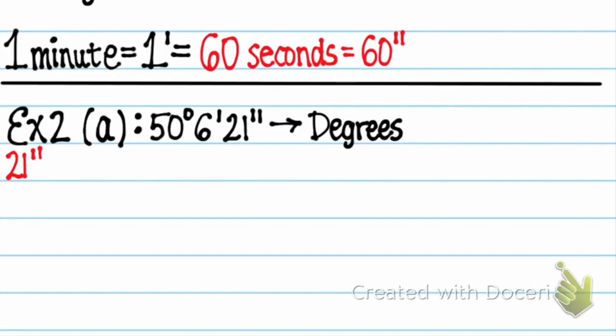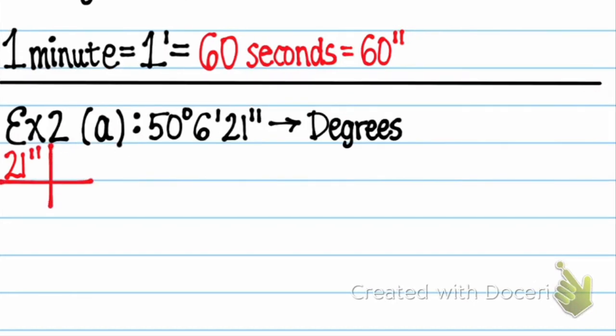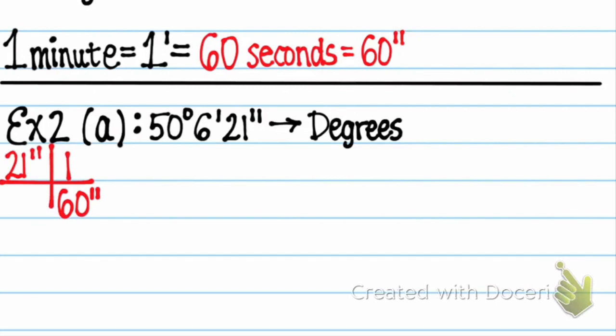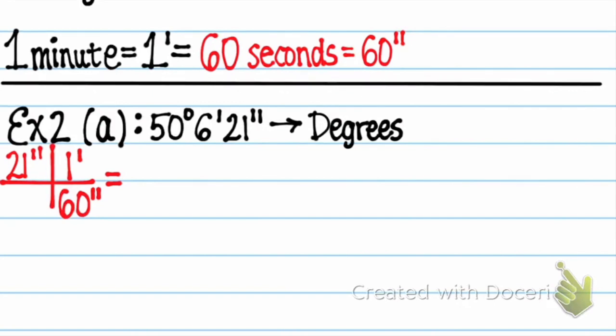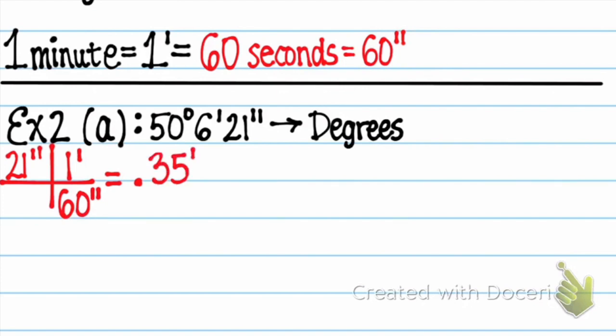We want seconds to reduce, and we want to be able to cross out seconds and only have minutes left in our answer. That means 60 seconds goes on bottom, and what is equivalent to 60 seconds? 1 minute. That will go on top. The seconds unit will reduce, and we will be left with only minutes. 21 over 60 will give us 0.35. That means we're only left with 0.35 minutes.